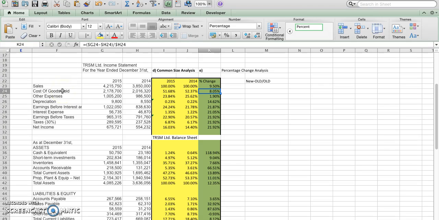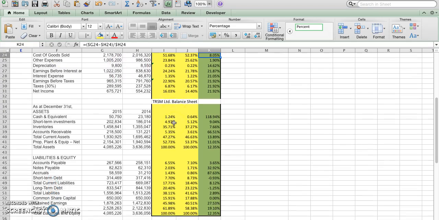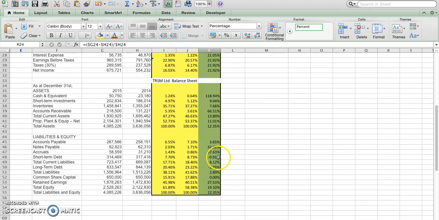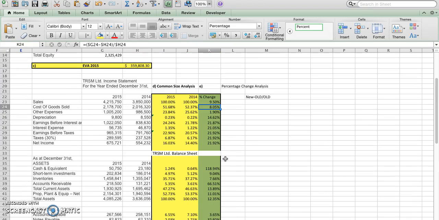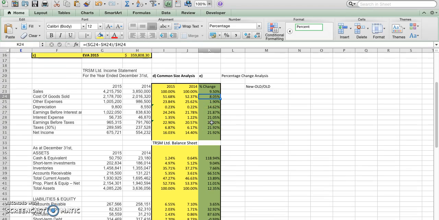Let me see if I've got a negative somewhere here. Yes, I've got a negative right here. So minus 0.93% in short-term debt. What does that tell us? Short-term debt dropped by 0.93%. Okay, our last concept here for today's chapter is common size analysis.